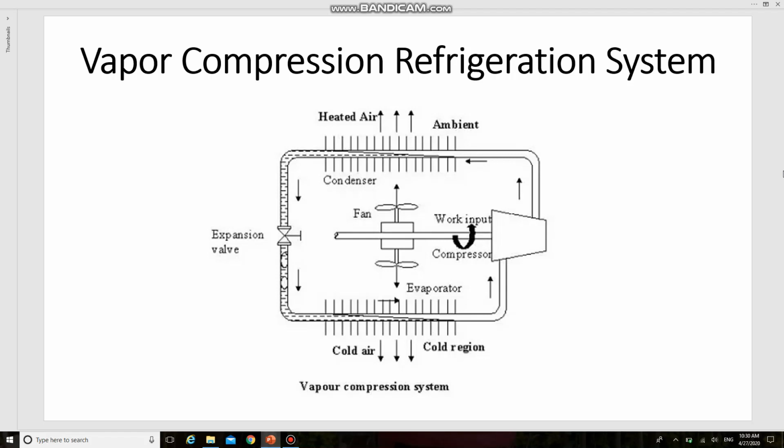This question may be asked for 13 marks. You have to draw the diagram, write the construction, working principle, advantages of vapor compression system, and disadvantages.